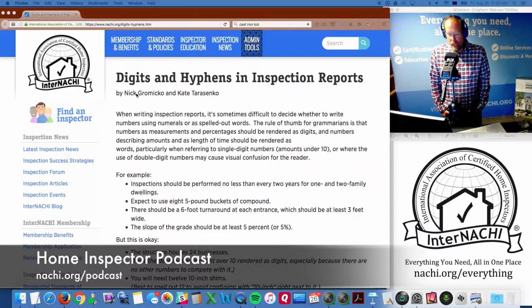How about this one? Expect to use 8 buckets of compound. So that's a word. That's an amount, 8 buckets of drywall compound. And it's under 10, so you use a word, EIGHT. Here's another example. There should be a 6-foot turnaround at each entrance. So you use the digit 6, and it's actually 6-foot. Why? Because it's a measurement, and you use a digit.